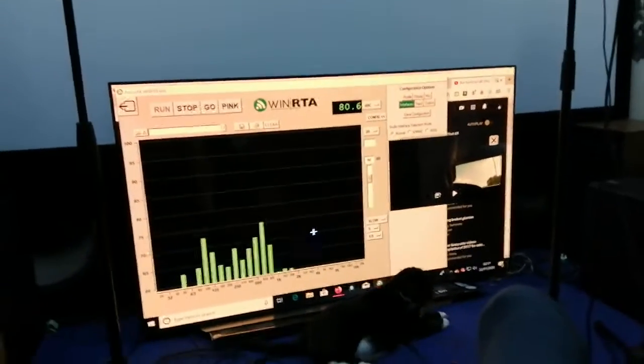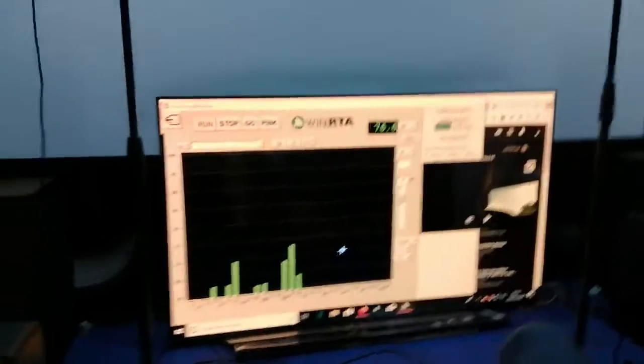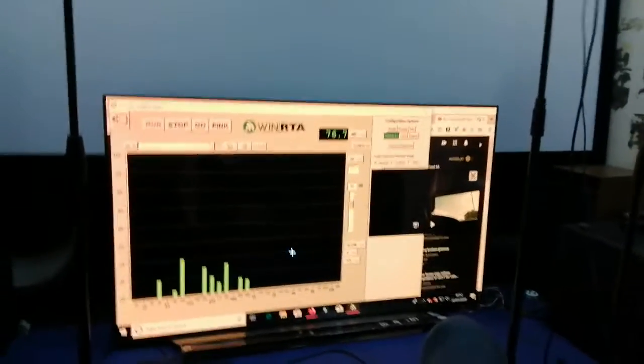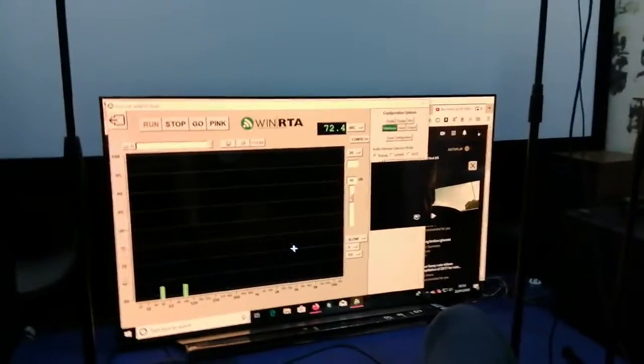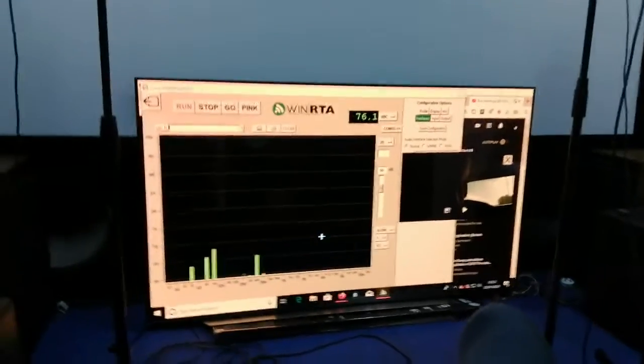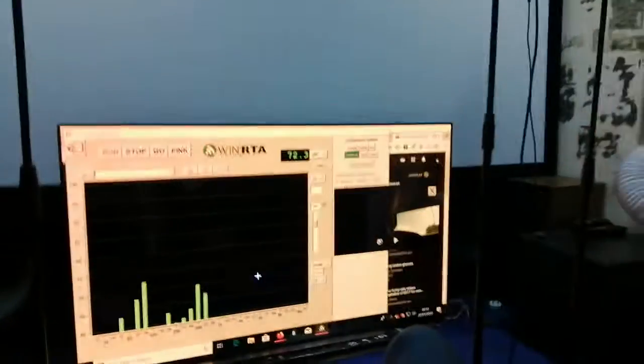Okay. Yesterday I recorded on the bus, because I often use the app to check the sound pressure level, as well as the RTA. It shows frequency, third octave.